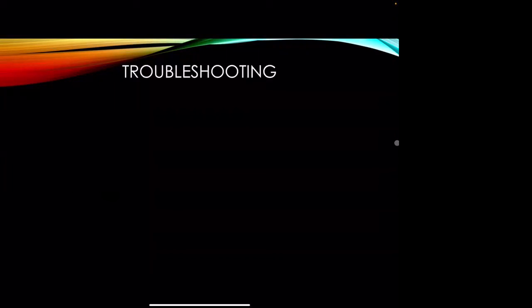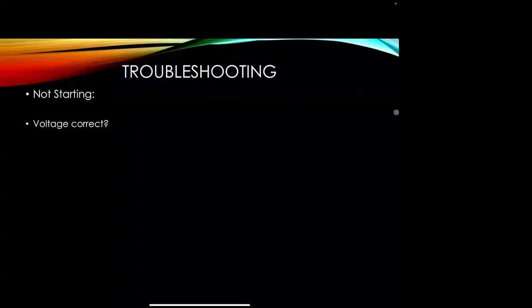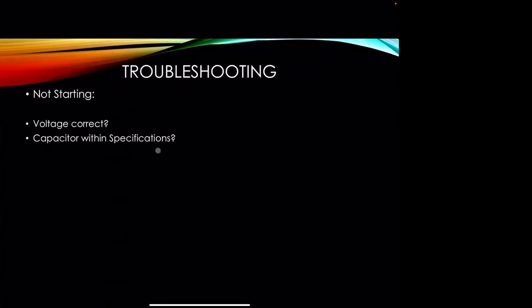So troubleshooting. If the system's not starting, what do we do? First thing that we always do is check to see if there's voltage. Do we have high voltage? Is the high voltage correct? Is the breaker tripped? Is the breaker on? From there, is the capacitor within specifications? Again, we're not going to be able to check it under load at this point, so we'll be checking it not under load to see if it's within specifications to at least start it.